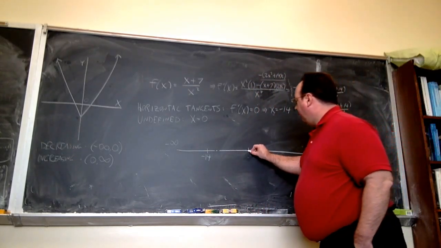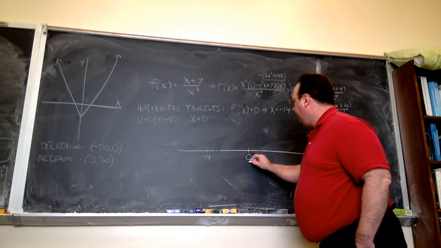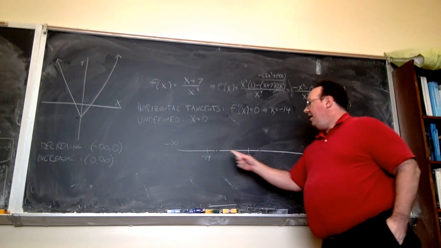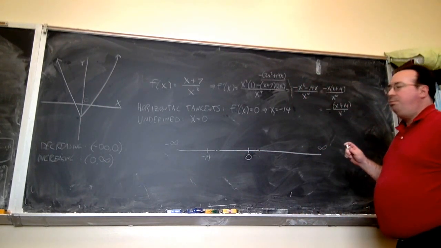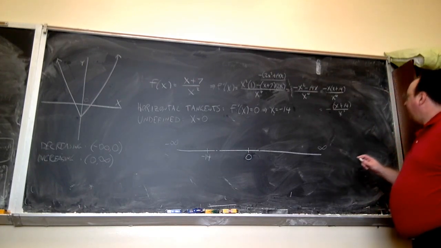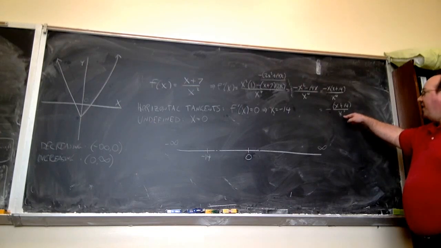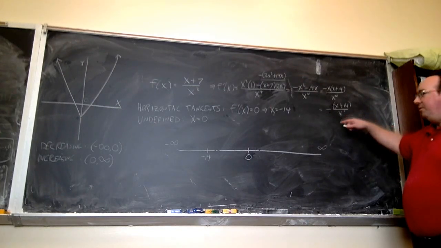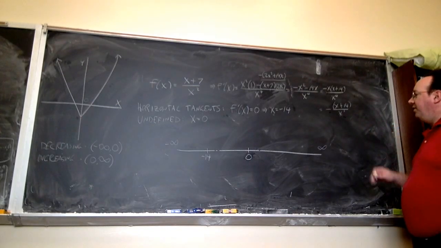So now I'll note that on the number line also. If there are also any additional points where the derivative is undefined, those should also be noted. But if we look at the derivative here, that also is undefined at x equals 0. We've already accounted for that. So there are no new points.